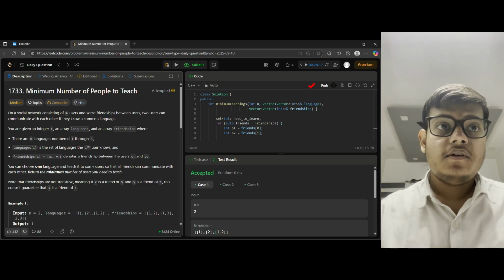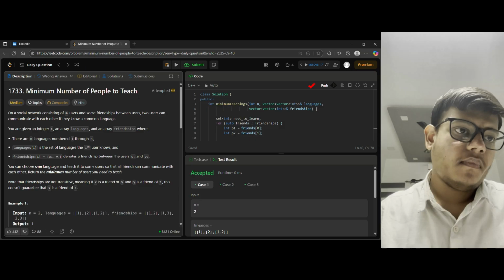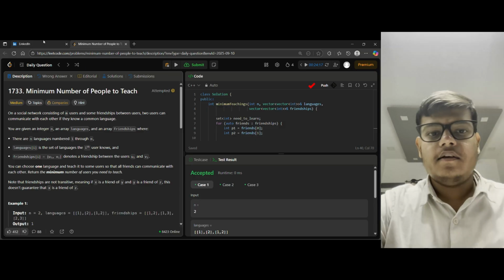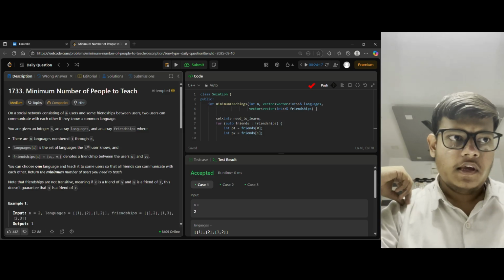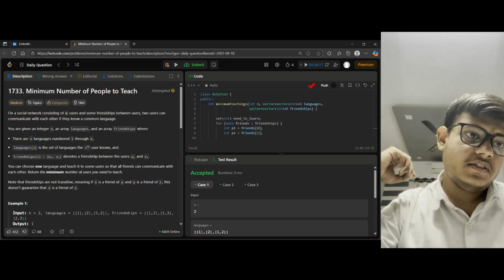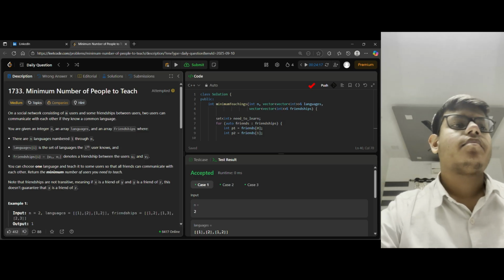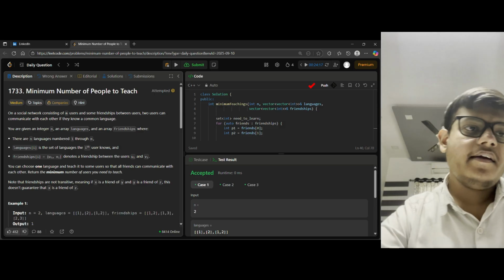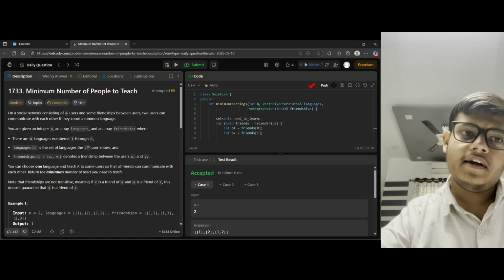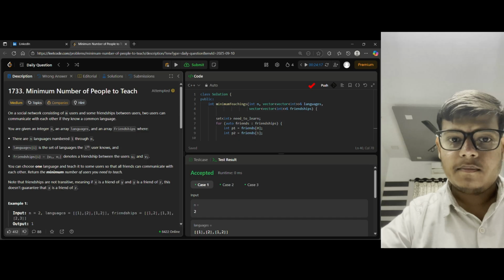So hello everyone, today we are going to solve minimum number of people to teach on a social network consisting of m users and some friendships between users. Two users can communicate with each other if they know a common language. You are given an integer n, an array of languages and an array of friendships. There are n languages numbered from 1 to n.